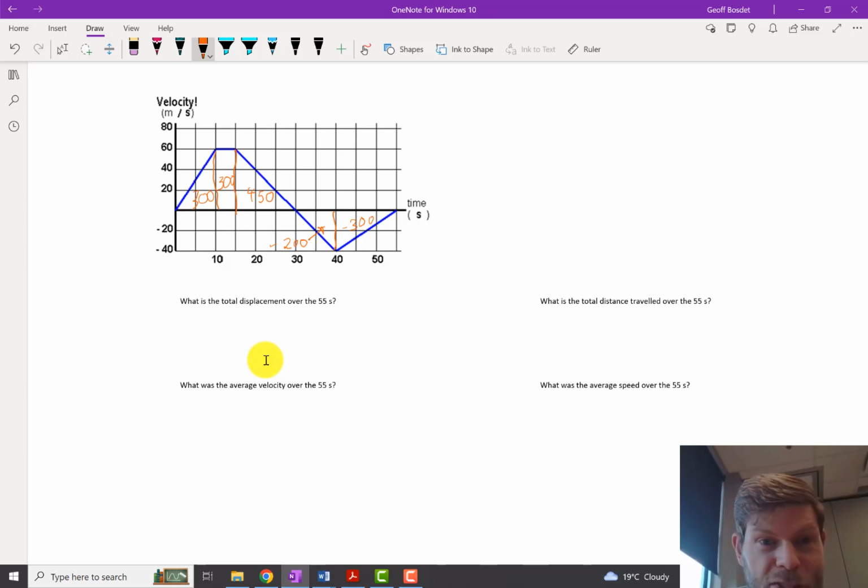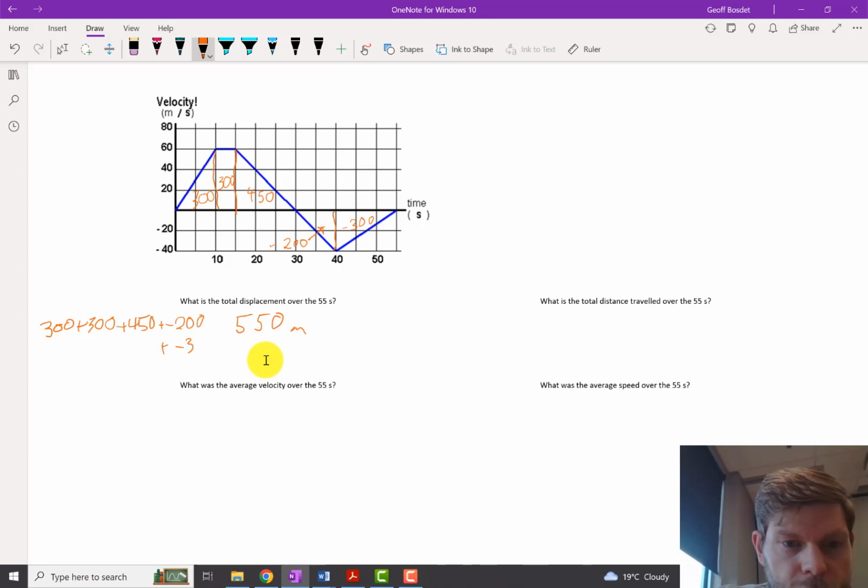So our total displacement is all of these added up, where 300 plus 300 is 600, plus 450 is 1050, and it looks like we're going to minus 500 here. So it looks like our total displacement is 550 meters. That was from 300 plus 300 plus 450 plus negative 200 plus negative 300 gave us this.